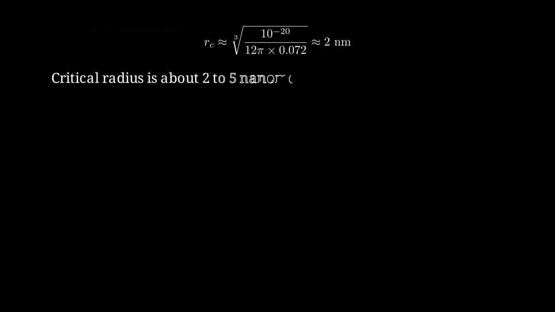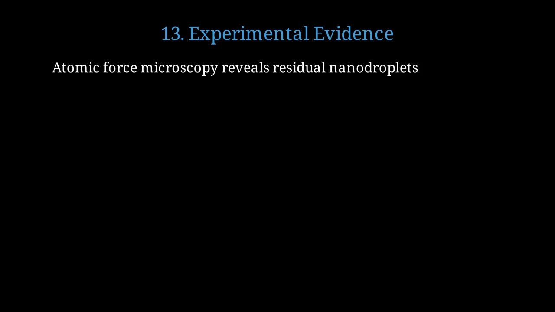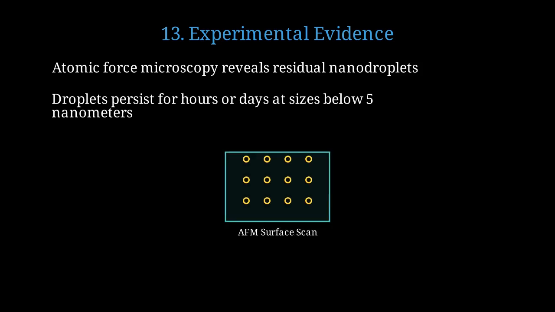The critical radius is typically between 2 and 5 nanometers, depending on exact conditions. This tiny circle represents our critical droplet, just 2 to 5 nanometers across, containing only hundreds of molecules. What does experimental evidence tell us about this paradox? Atomic force microscopy experiments have directly observed these residual nanodroplets that refuse to evaporate. These tiny droplets can persist for hours or even days at sizes below 5 nanometers. This represents an AFM scan showing multiple persistent nanodroplets on a surface.